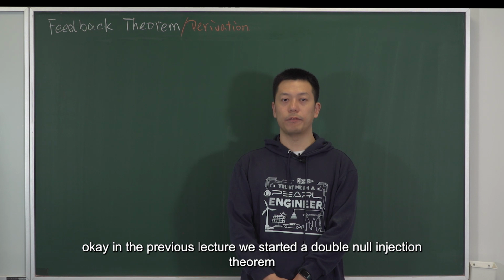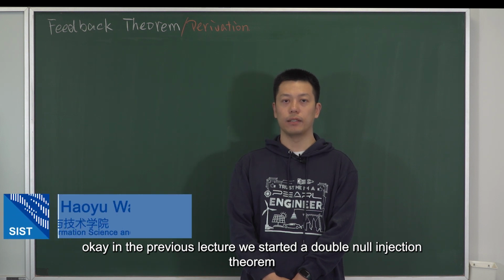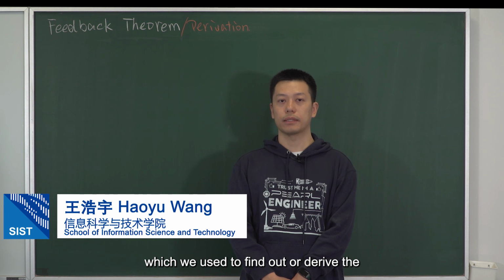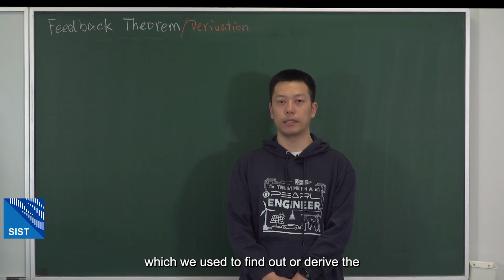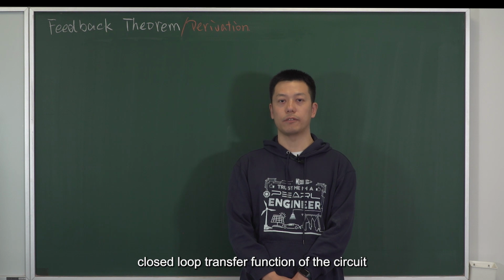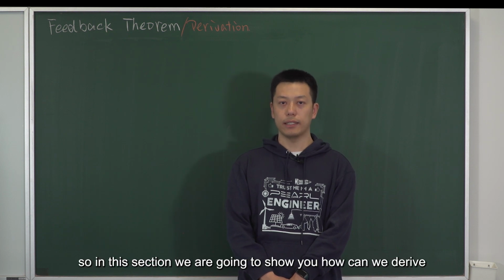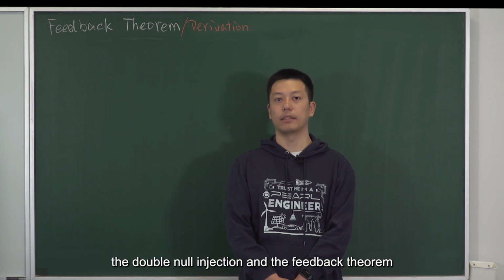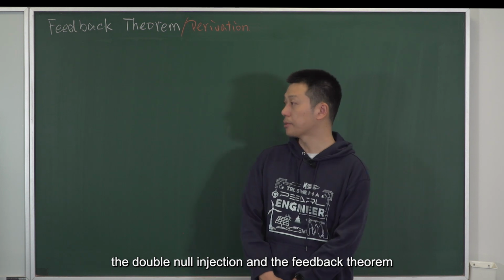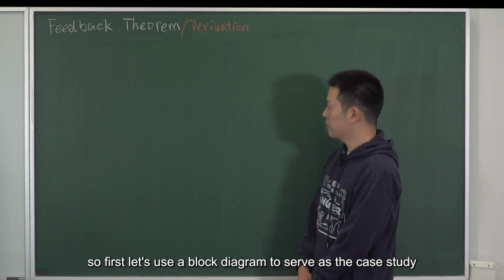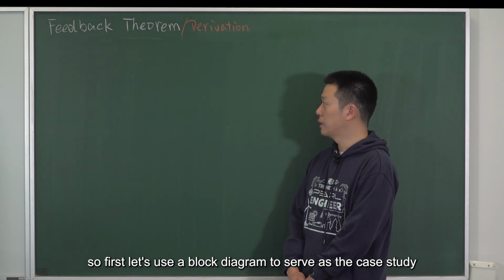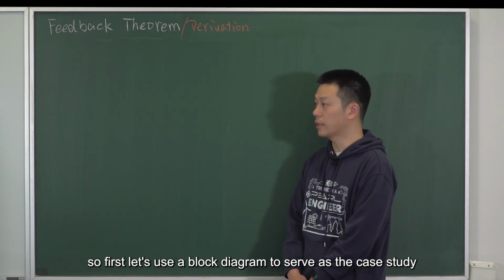Okay, in the previous lecture, we started the double null injection theorem, which we use to derive the closed loop transfer function of a circuit. So in this section, we are going to show you how we can derive the double null injection and the feedback theorem. So first, let's use a block diagram to serve as the case study.